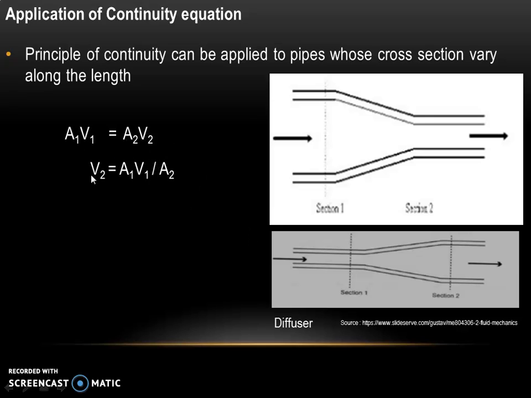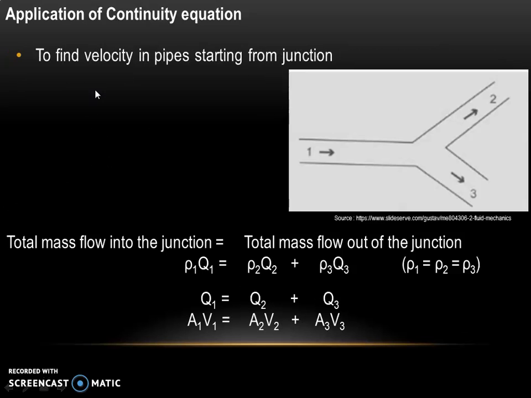And similarly, the same equation can be used to find velocity at section 2 for a diffuser wherein the diameter is increasing. It is a diverging pipe. And continuity equation can also be used to find velocity in pipes starting from a junction. So here there are 3 pipes, number 1, 2 and 3, and this is what is the junction.